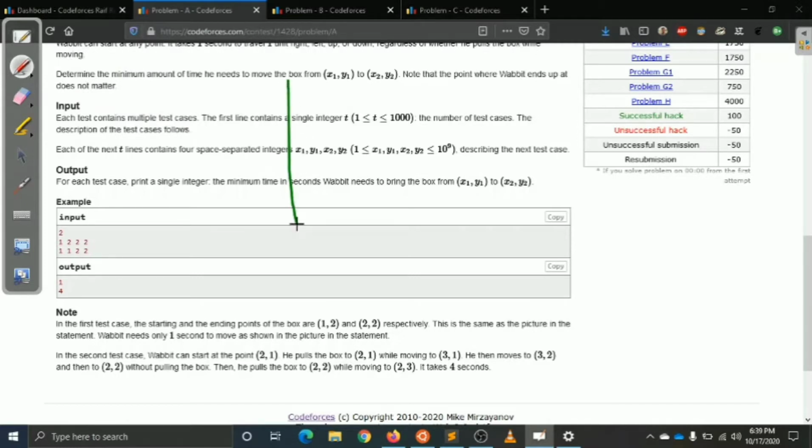Let me draw and show you what I am going to do in this problem. Basically my idea is to first try to move the box from x1 to x2. Then what we are going to do is to move the box from y1 to y2. Let me draw some basic coordinates.